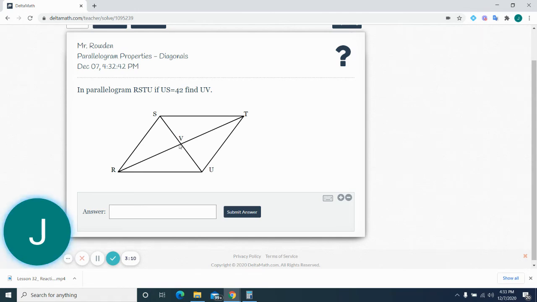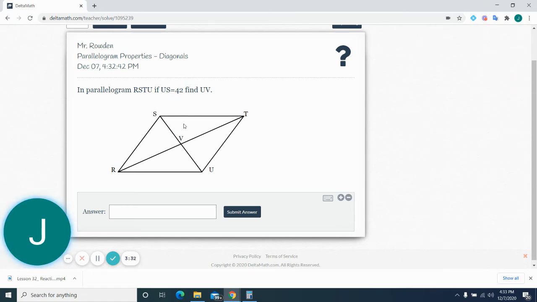So this point V where they intersect will cut this in half. So therefore, SV is exactly the same as VU. And SV is half of SU. VU is half of SU. And then same going across. RV will be the same as VT. And then RV and VT, they're both half of RT.